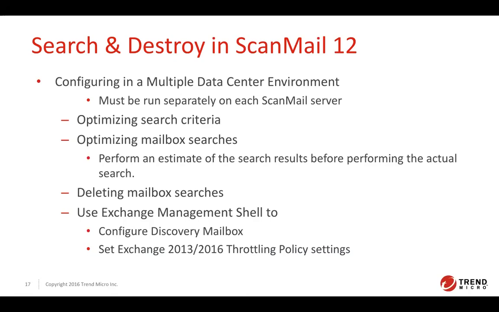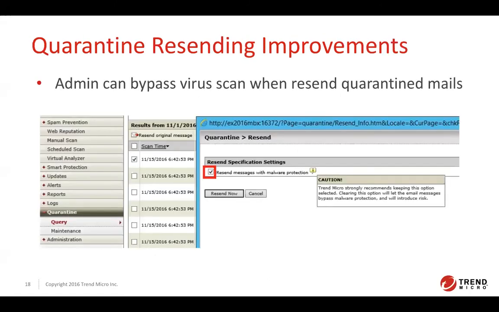You do use the Exchange management shell to configure the discovery mailbox. So the discovery mailbox is the mailbox to which all of the results of the search and destroy operation go. And you set that up with the Exchange management shell. And there are also some throttling policy settings for Exchange 2013 and 2016, which I just mentioned, the default of the number of mailbox searches that you want to do concurrently and the number of mailboxes per search. So those are some throttling settings in the policy that you can configure. So that's search and destroy.